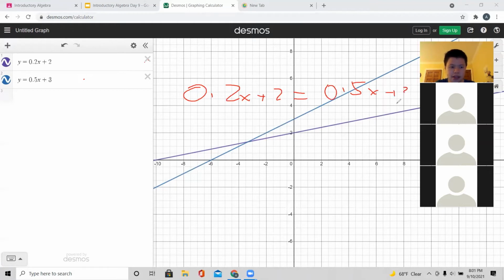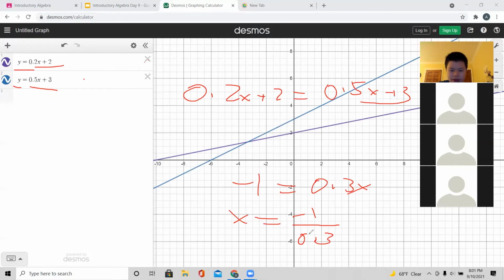Then set these two equal to each other since they're both equal to y, and then you can solve: x equals -1 over 0.3, whatever this comes out to. Then you plug this back into here or here. You can plug it into both to check your work, and then you can find y.